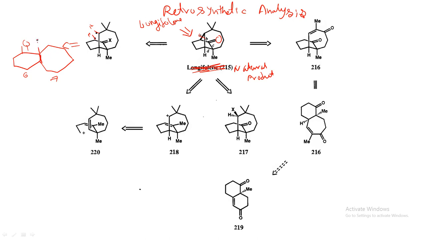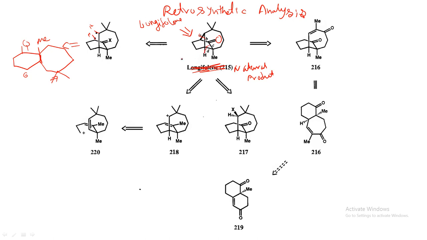On the side we have methyl, and here we have this terminal. So if we disconnect the A bond, this is one of the species we can generate where it is 6, 7 fused.